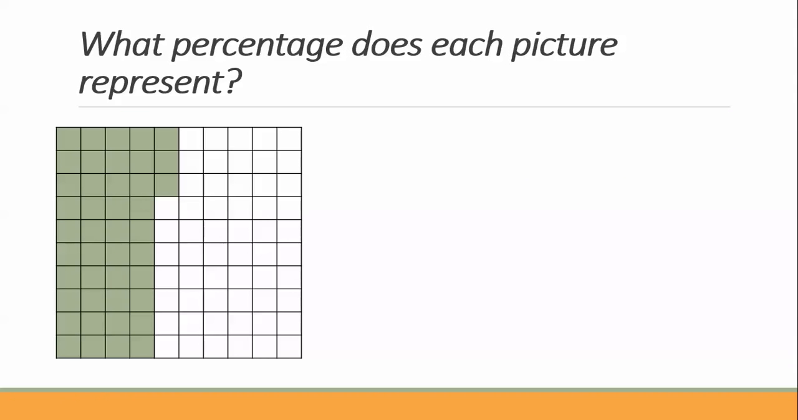Now we're going to talk about percentage. Remember, we just said that the percentage is the numerator when the denominator is 100. So let's count our boxes and see how many boxes we have. We have 1, 2, 3, 4, 5, 6, 7, 8, 9, 10. And then if we count vertically, in each row there's 10. So 10, 20, 30, 40, 50, 60, 70, 80, 90, 100. So this is 100 little boxes. So that's our denominator of our fraction.